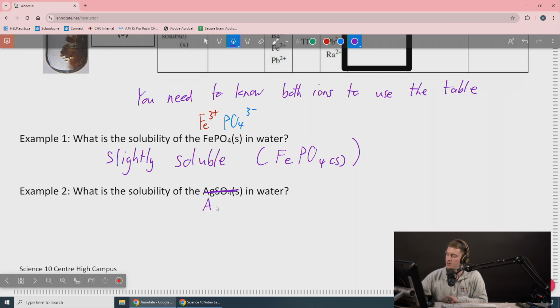This should be Ag2SO4. The reason for that is because silver should have the 1+ charge and sulfate should have the 2- charge. So we're going to need 2 silvers for every 1 sulfate.